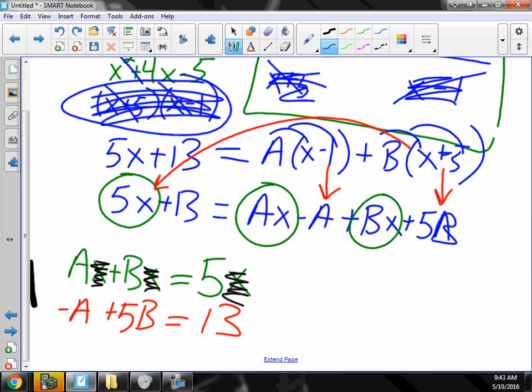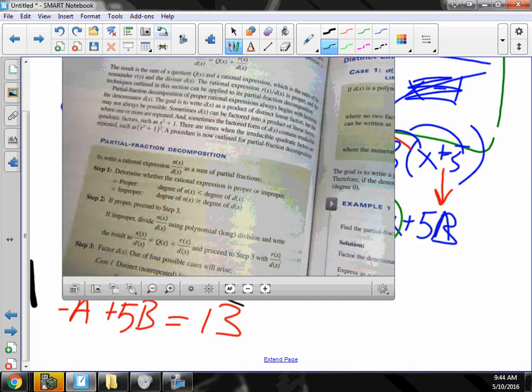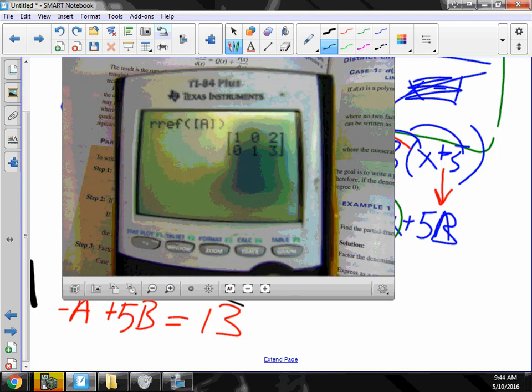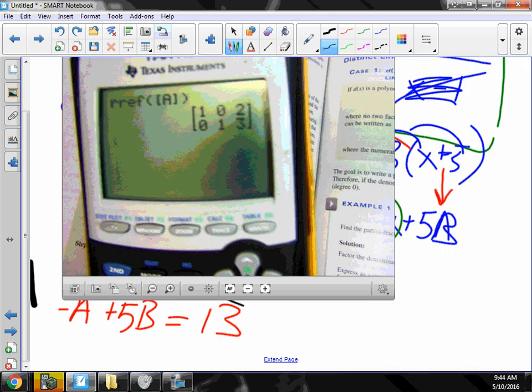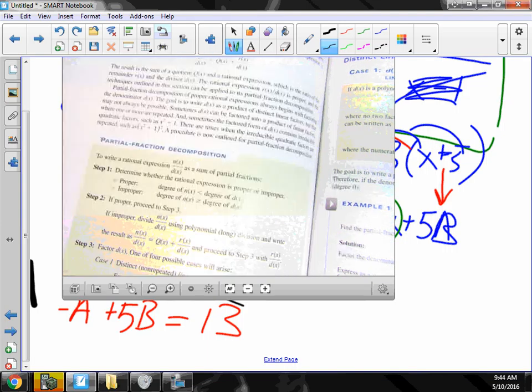So we go into matrix, edit. How big is this matrix? 2 by 3. So 1, 1, 5, negative 1, 5, 13. Then I exit out, go into matrix math, and go down until I find RREF. REF will be incomplete, but RREF will give us the answer we want. And then we go matrix, names. So I end up with this. Hopefully you can see that. So that tells me that A is 2 and B is 3.